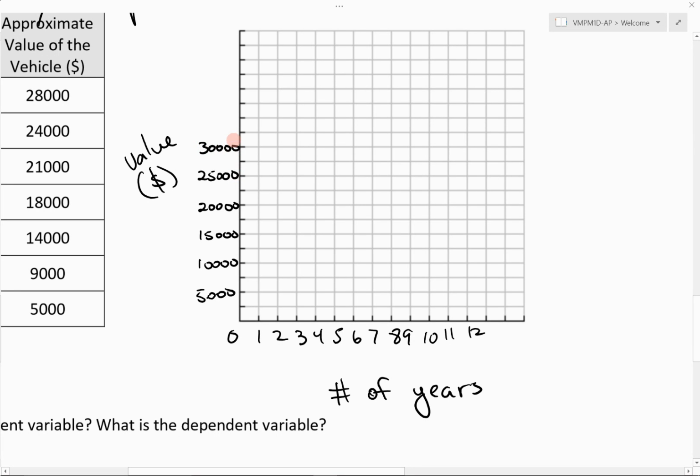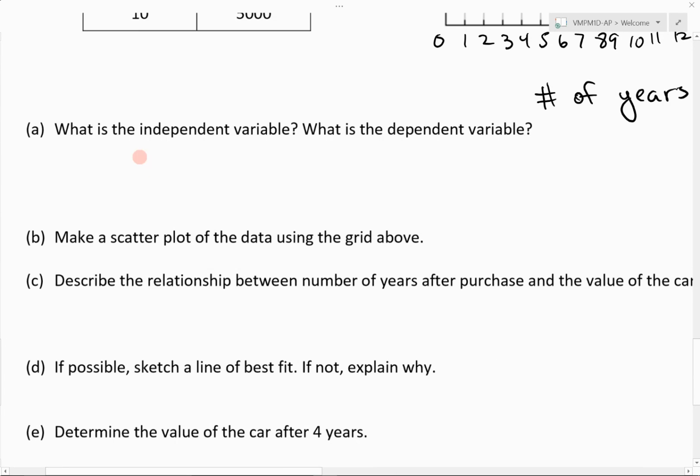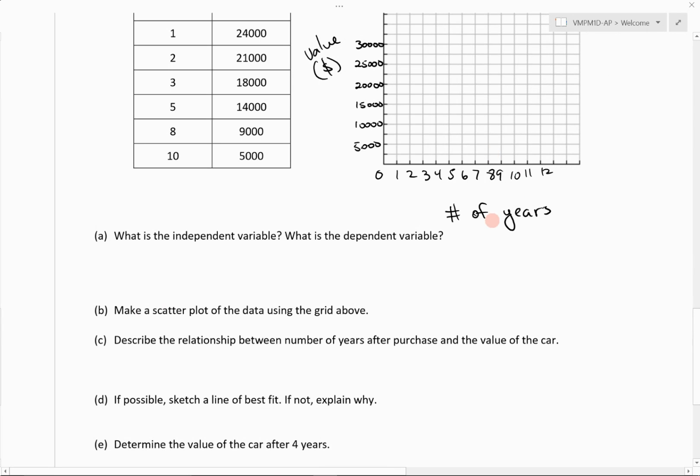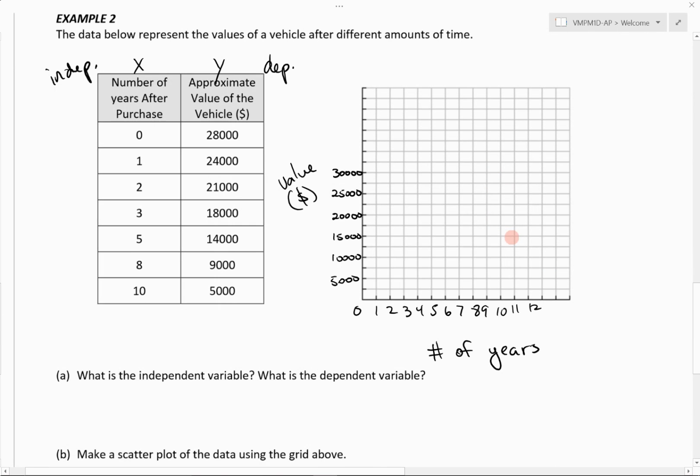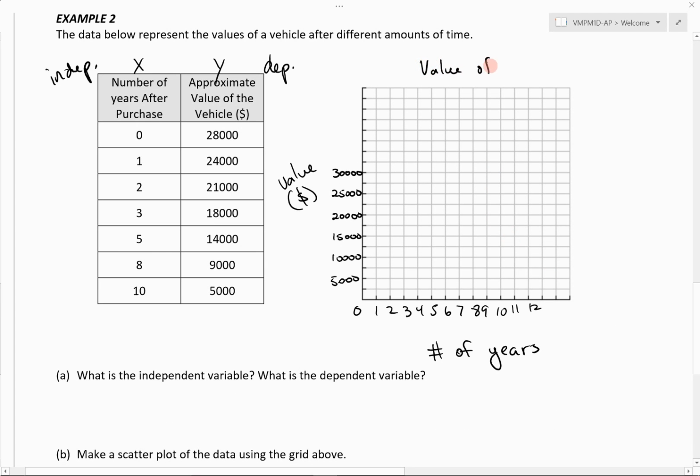And that leaves still a little bit more room to grow if I need to, but it looks like the prices are decreasing, so maybe I don't need to. I could have made the scale a little bit bigger. Okay, and then part C says, describe the relationship between the number of years after purchase and value of the car. Well, I still have to plot my points, so I forgot to do that. And I forgot to put a title, so don't forget to do that. Value of the car is going to be my title.